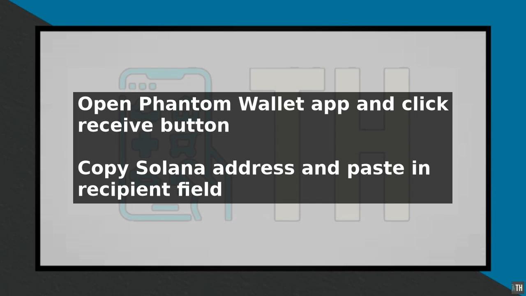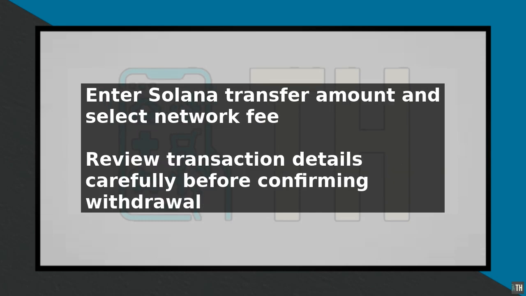Enter the amount of Solana you want to transfer and select the network fee. Make sure to review the transaction details carefully before confirming the withdrawal. Once you confirm, the transaction will be processed and the Solana will be transferred to your Phantom wallet.